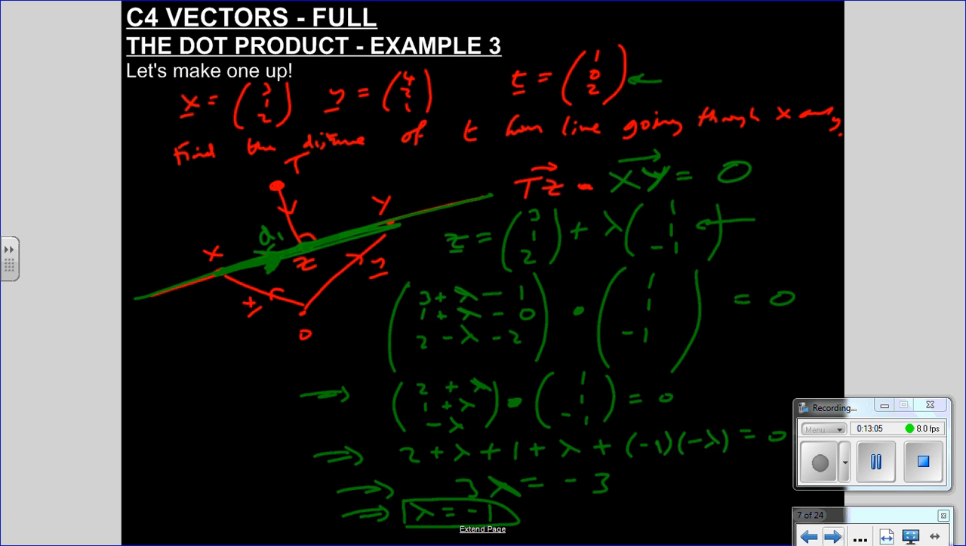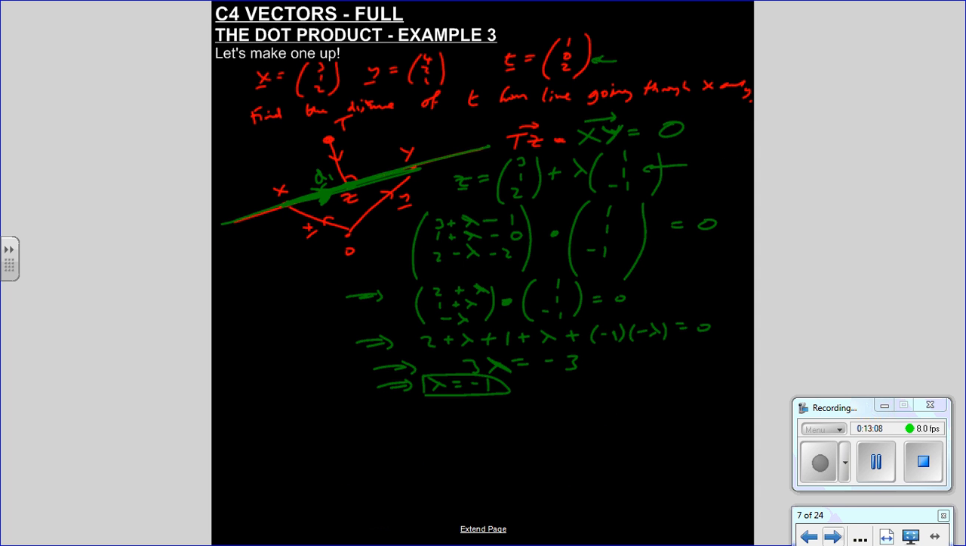And now we can sub that back in because we're trying to find the distance of t actually. We're not trying to find that point x this time, or the point z here. So first we need to find the vector t to z, don't we? And then find its magnitude to get that distance. So t to z, we already calculated, was this one, wasn't it? So 2 plus lambda. So t to z is 2 plus minus 1, 1 plus minus 1, and minus times minus 1. So that gives me 1, 0, and 1.